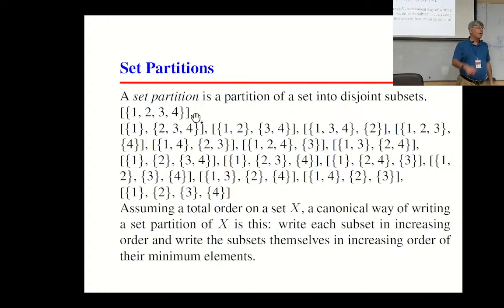What would be a graph where all the vertices can be colored the same thing? Can anyone think of a graph where you can color all the vertices the same color? A graph with no edges. This is the kind of graph I like, right? That would be a set partition where there's only 1 part, right?